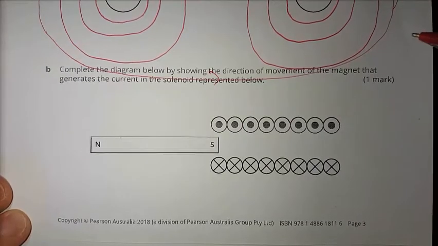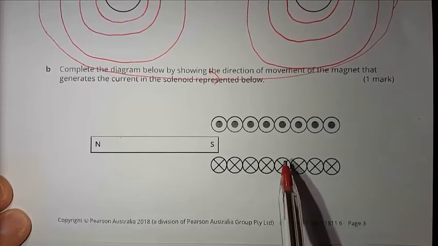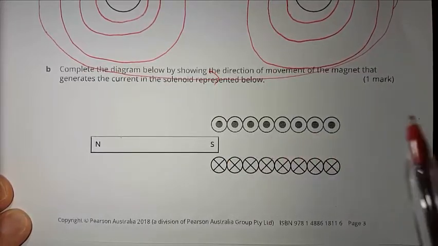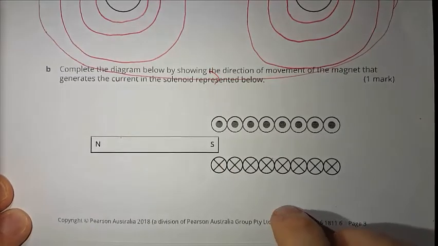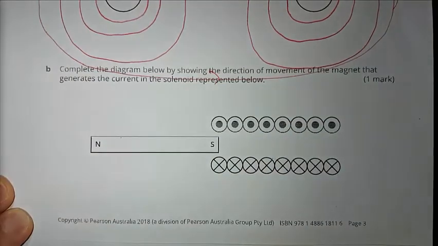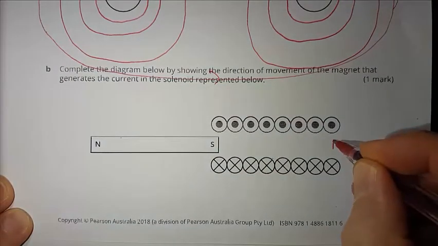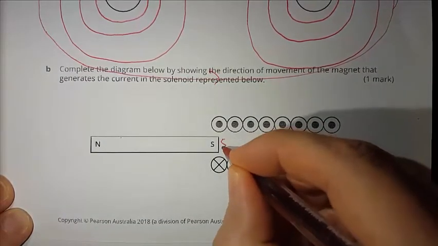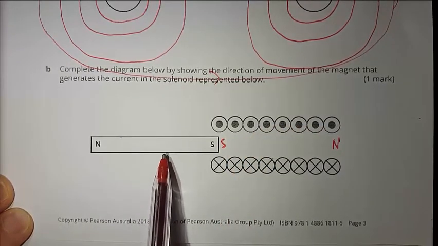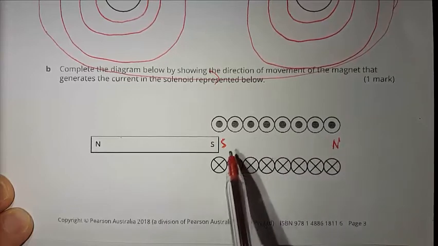For part B, it's talking about a magnet moving into a solenoid. The first thing you want to work out is, what is a solenoid going to create? So if you've got your hands, it's coming out of the page, this is going into the page, so it's going to be curling around like that. There you go. So you know that your north pole is going to be here, and your south pole is going to be here.